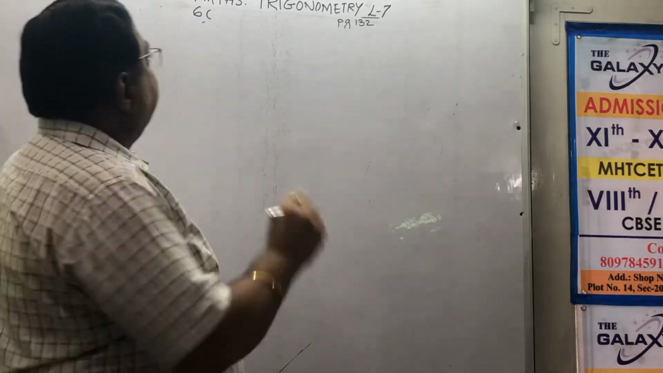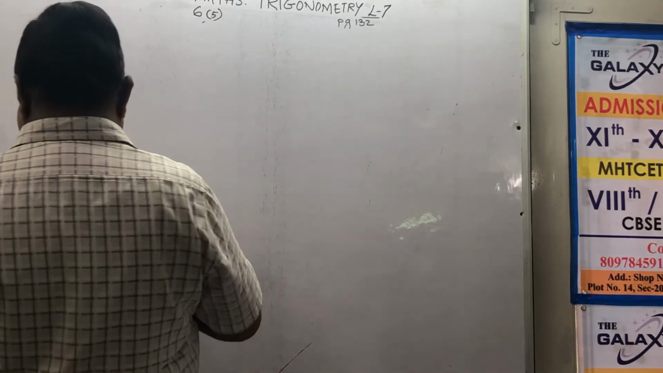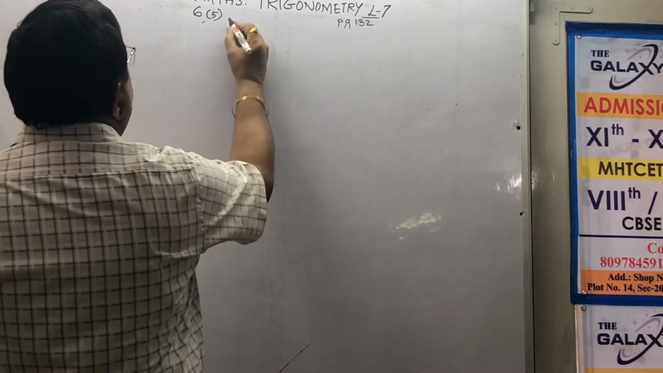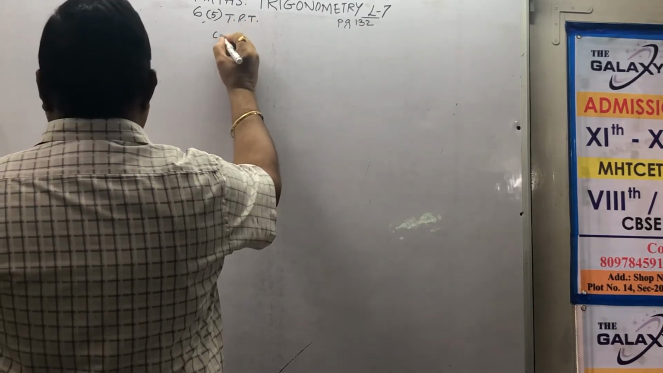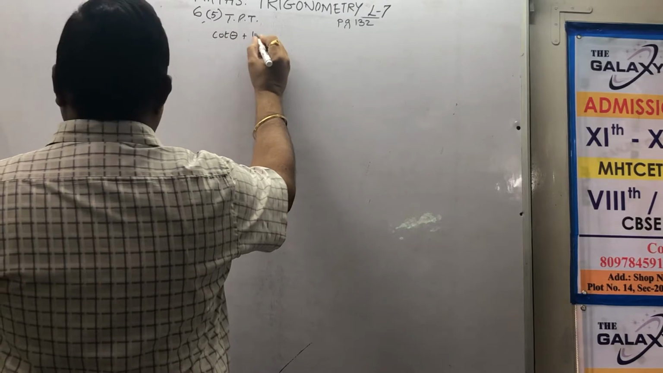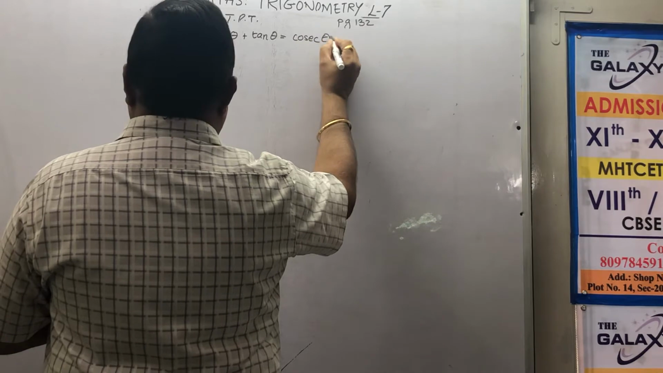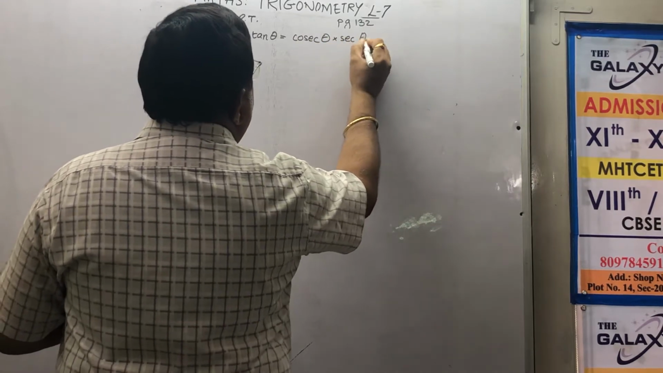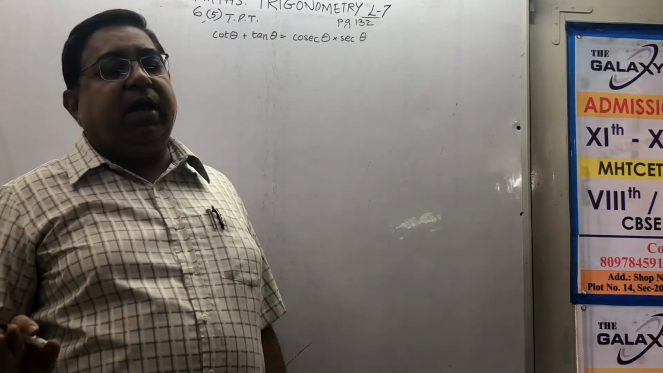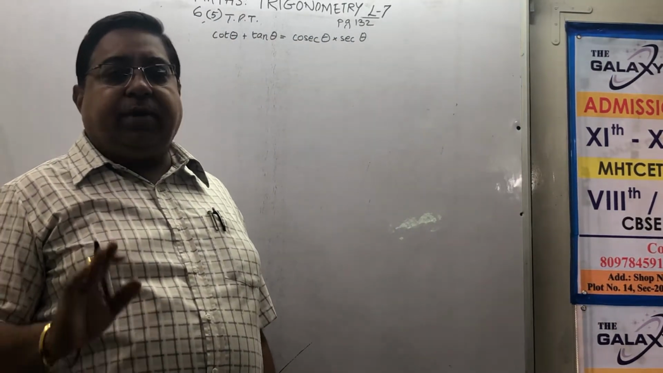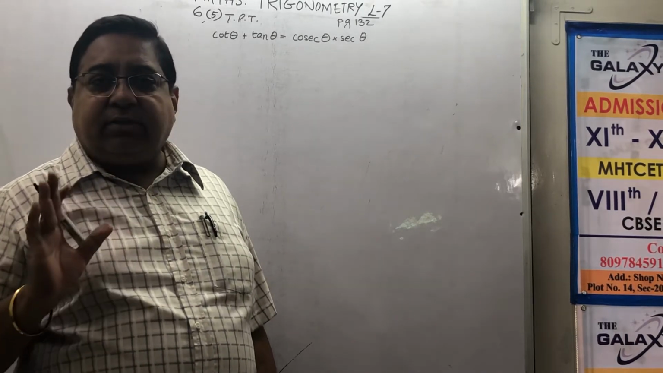In the textbook, 6th main sum and 5th sub-sum, the book says to prove that cot theta plus tan theta is equal to cosec theta into sec theta. They have asked to prove that. They have not asked you whether it is equal or not equal. You have to get the answer that it is equal. You have to get the right hand side from the left hand side, or the left hand side from the right hand side. You cannot get two different answers.